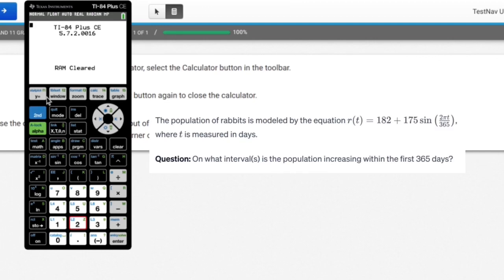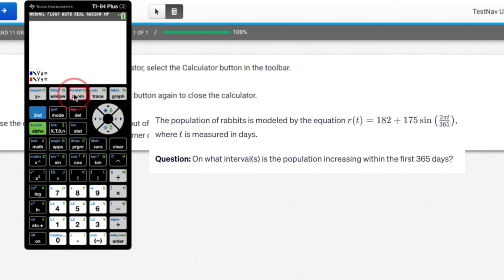All right, so we're talking about rabbits. So y is going to equal 182 plus 175 sine, let me double the parentheses, I always get very paranoid, 2 pi, t, which is going to be my x. So we'll put that in parentheses, divide that by 365. That's days in a year. We'll close that, and that should do it.